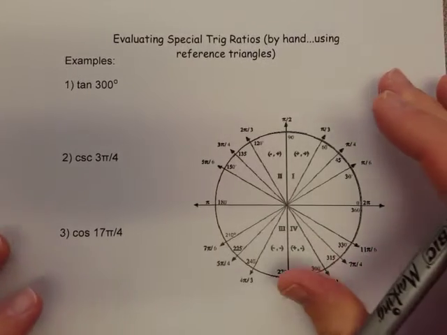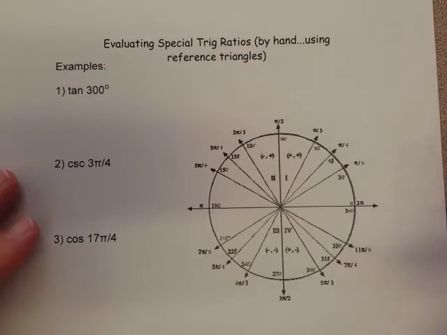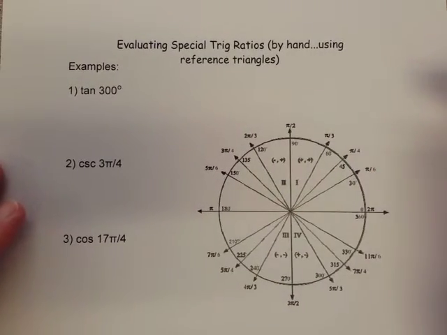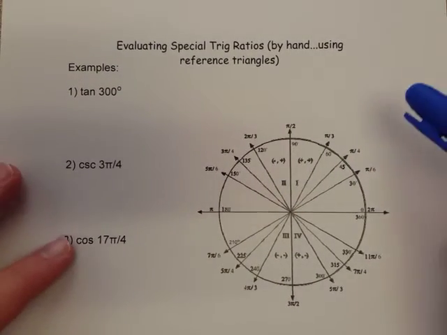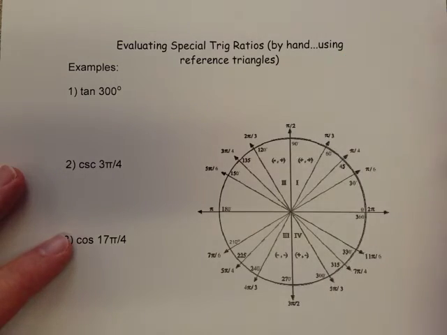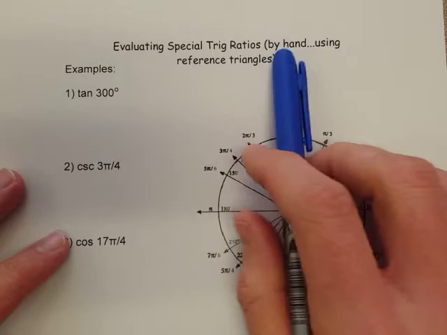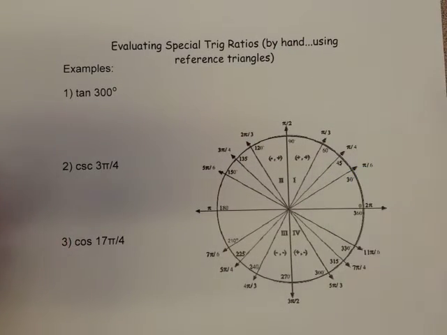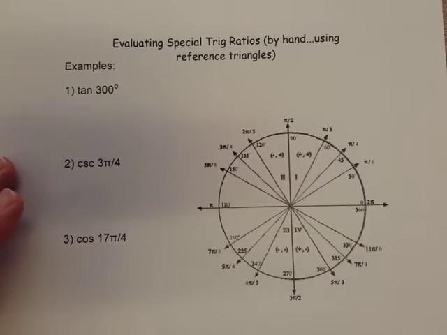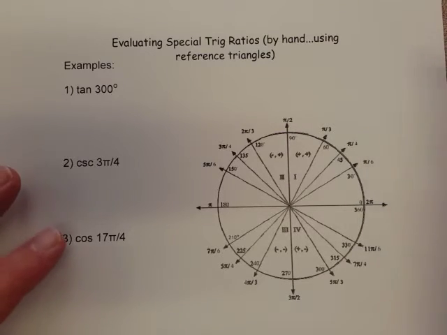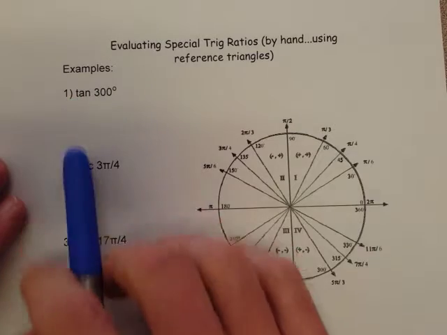Now starting 4.3 day 2 and getting into what I consider probably one of the most important things in terms of using trigonometry the rest of the way, and that is evaluating the special trig ratios by hand using reference triangles. Now remember, the special trig ratios, that's the special angles, those that are multiples of 30, 45, or 60. So we're going to be looking at three different examples right here.